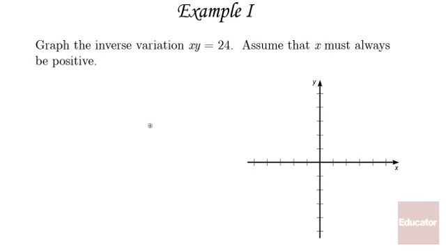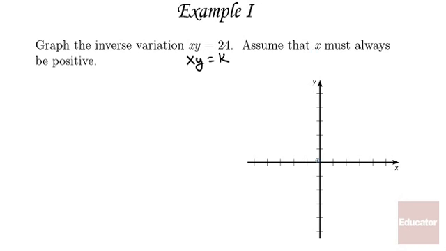Okay, in the first example, we're asked to do some graphing, and it says graph the inverse variation, the product of x and y equals 24. So x times y equals 24. Assume that x must always be positive. So here we have xy equals k. And I know that my graph is going to be a hyperbola that could have branches in quadrants 1 and 3. However, I'm given the restriction that x must always be positive.